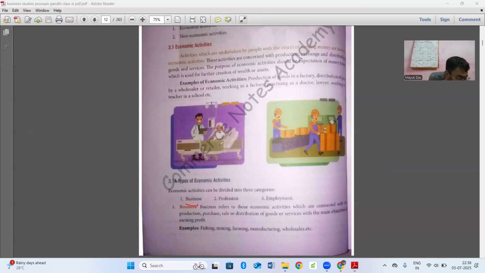Business refers to those economic activities which are connected with the production, purchase, sale, or distribution of goods or services with the main objective of earning profit. Yes, that's it. So the ultimate motive of business is to earn profit.